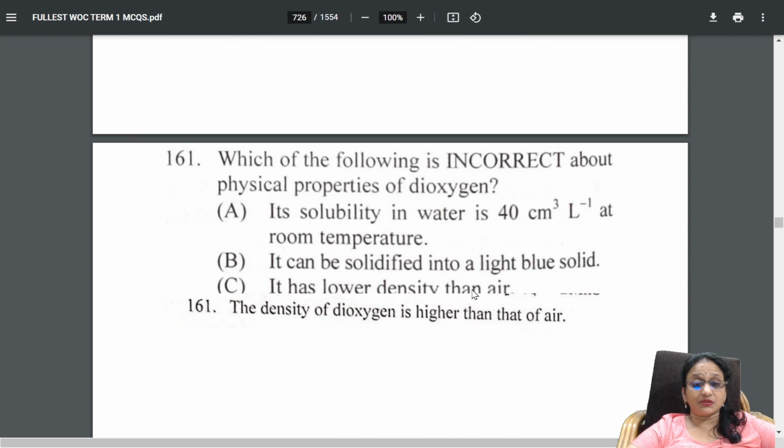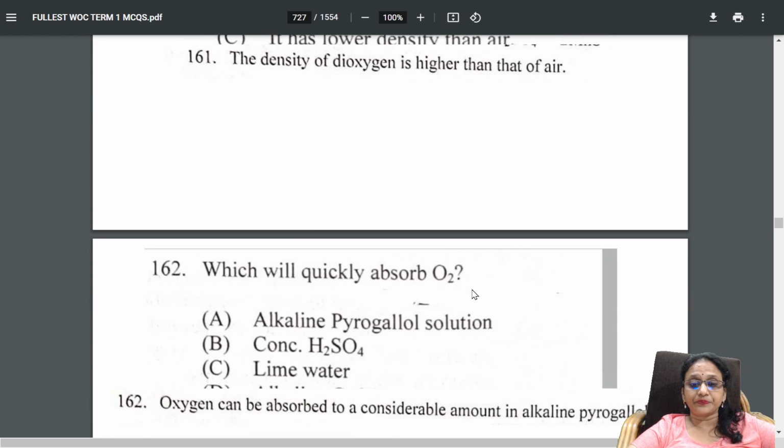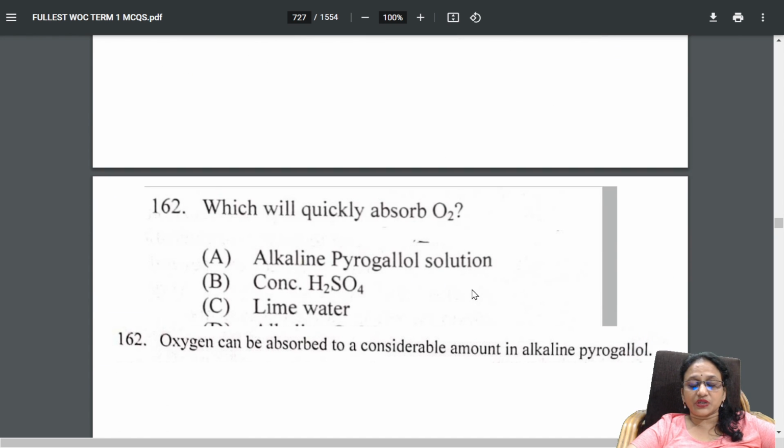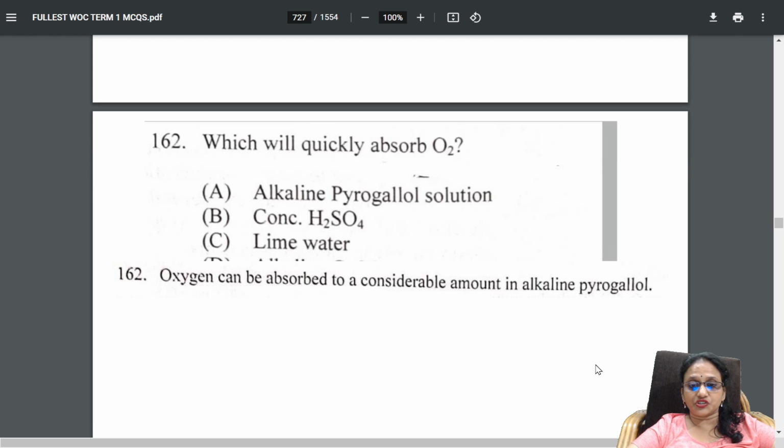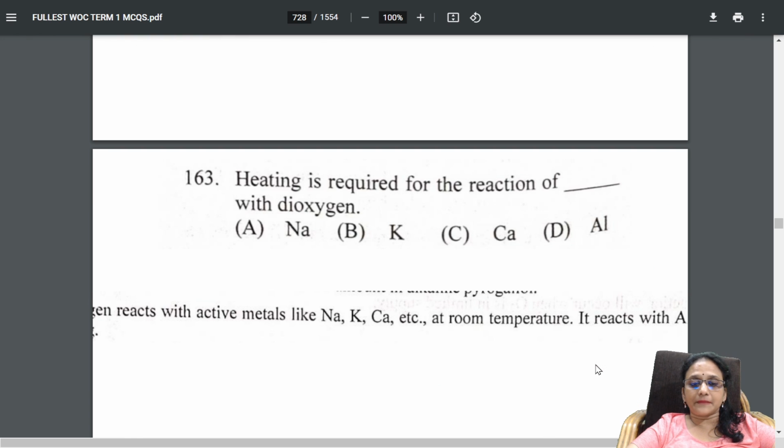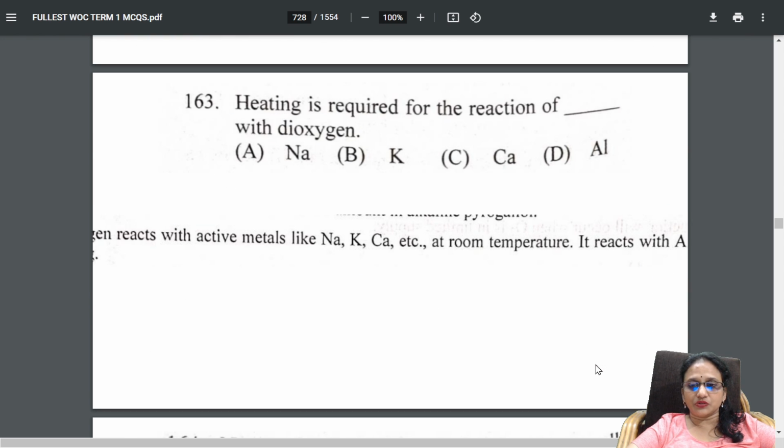Incorrect statements are compulsory, students. You should learn them. So which of the following quickly absorbs oxygen? That's nothing but alkaline pyrogallol solution. Pyrogallol. Okay, next question. What are the products of tin? I have given you a flow chart. You can go through that.